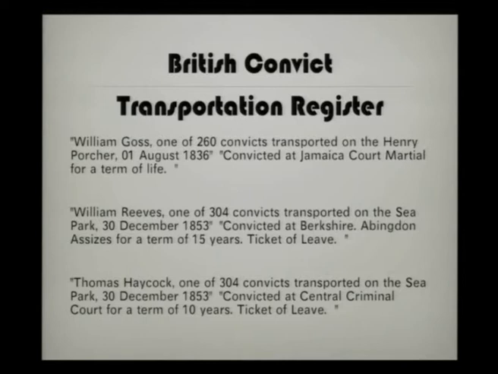These are just some quotes that I pulled out from the Convict Transportation Register. So you can see the different people. So William Goss was one of 260 convicts transported on the Henry Portia on the 1st of August 1836. He was convicted at Jamaica Court Martial for the term of life. Don't know what he did. William Reeves, one of the 304 convicts transported on the Sea Park, the 30th of December 1853, convicted at Berkshire, Abingdon Assizes for a term of 15 years, ticket of leave.